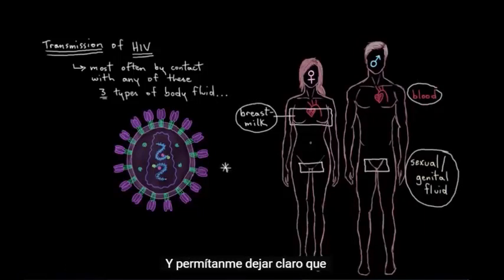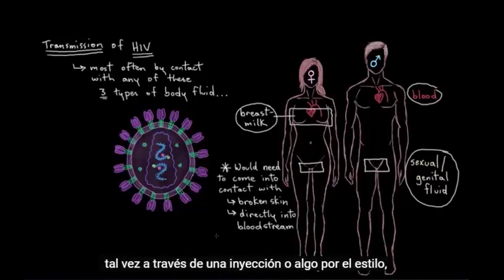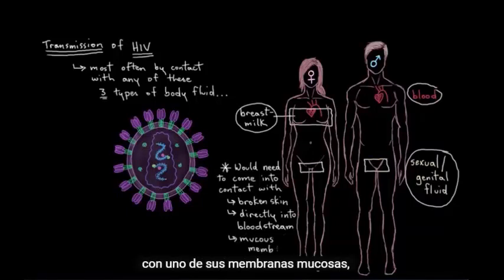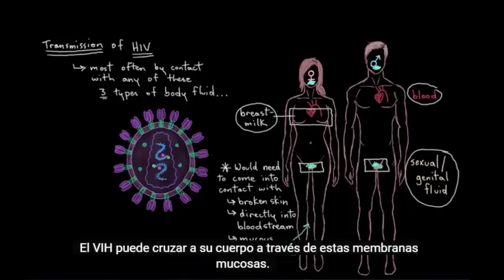And let me just make it clear that these infected body fluids would need to come into contact with broken skin or directly with your bloodstream, maybe via an injection or something like that. Or they'd have to come into contact with one of your mucous membranes, which are just parts of your body that aren't protected by normal skin. So, for example, inside your mouth or inside the vagina or the rectum or at the opening of the penis, HIV can cross into your body through these mucous membranes.